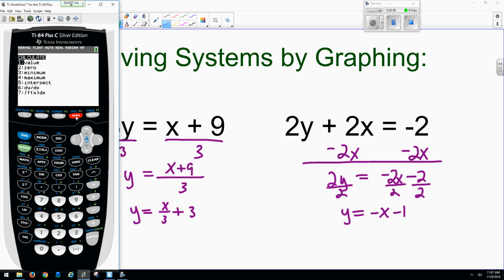to get into the calculate option. I'm going to go to 5 for intersect. And I'm just going to hit enter 3 times. It'll automatically jump to the second graph, and then it asks for your guess. And so the intersection point is our solution, which we kind of saw by the table already. So it's negative 3, 2.